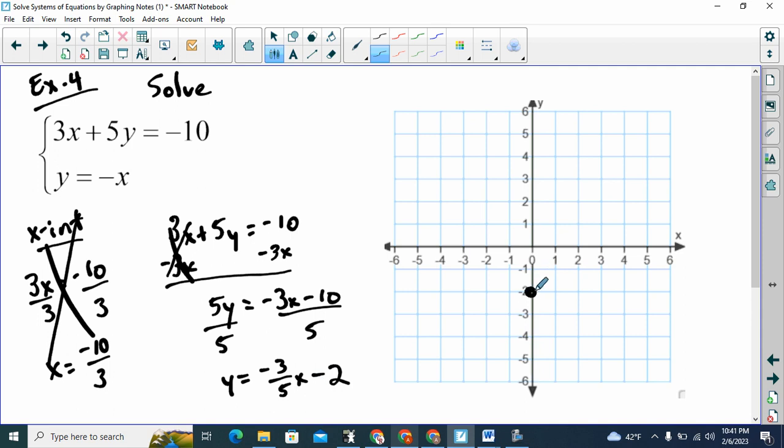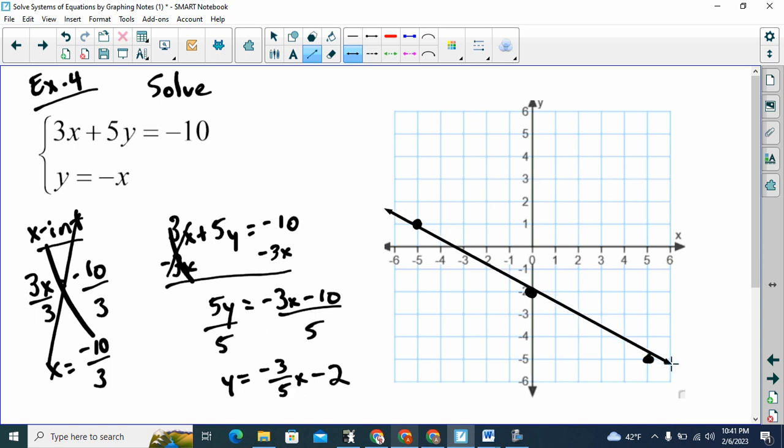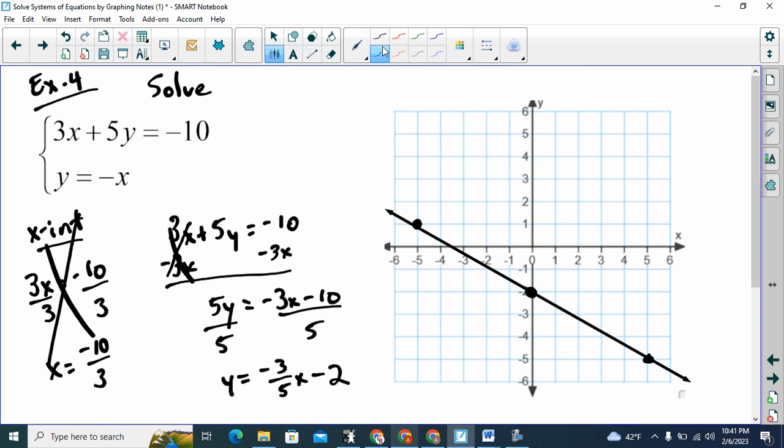Y-intercept is negative 2. Slope is down 3 over 5. Rise over run. Down 3 over 5. I can get another point by going up 3, left 5. Let's draw our line in. So that first equation took a minute to take care of. The second one's a little easier.